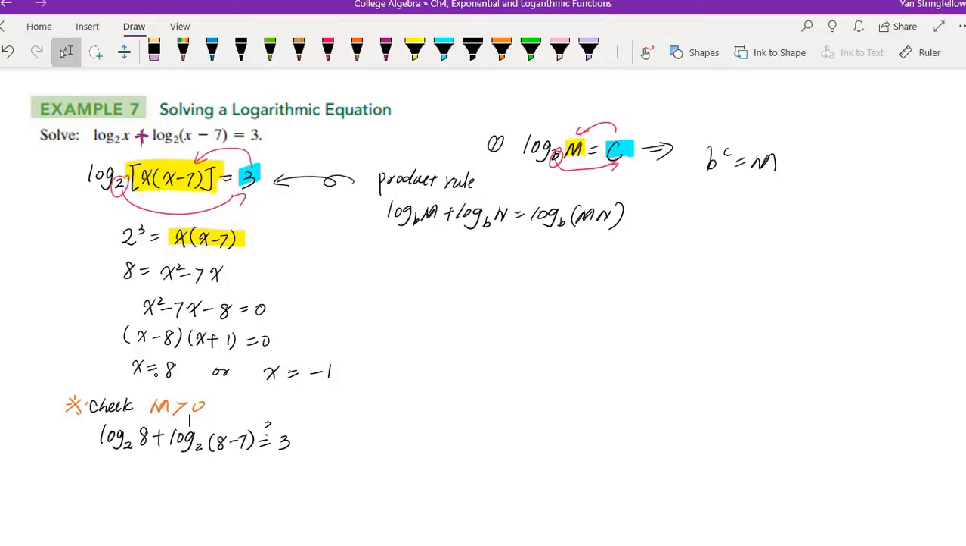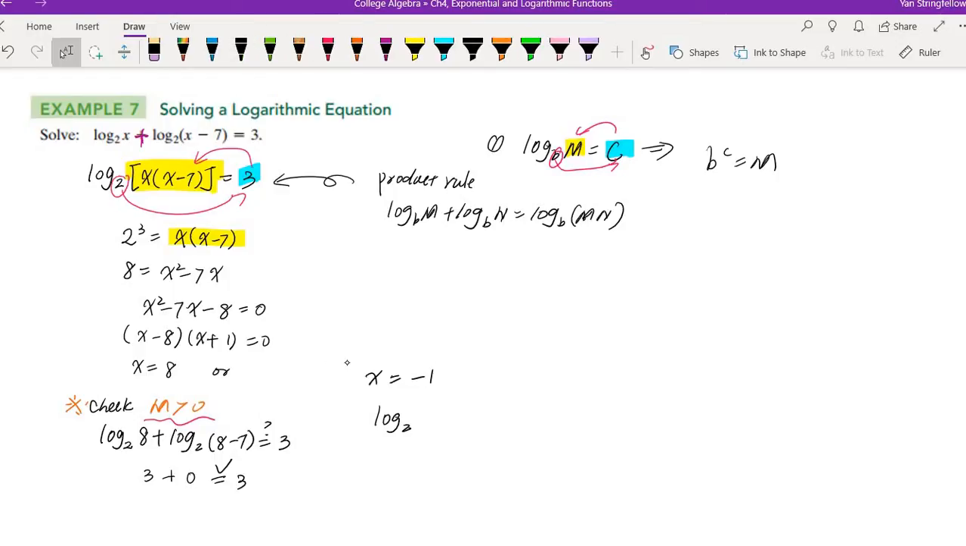If you want to continue, you can do this. 2 to the what power gives you 8? That is 3. And then 2 to the what power gives you 1? That is 0. So that means this is the left side and the right side is a check mark. So we got this correct. Also, we got to check x equals negative 1.